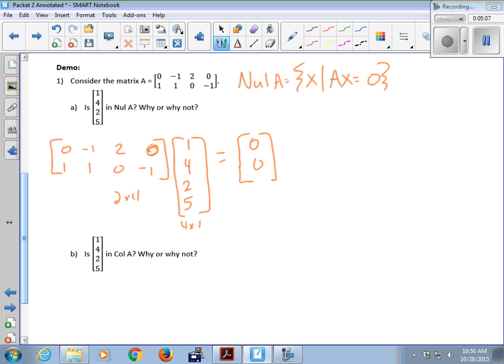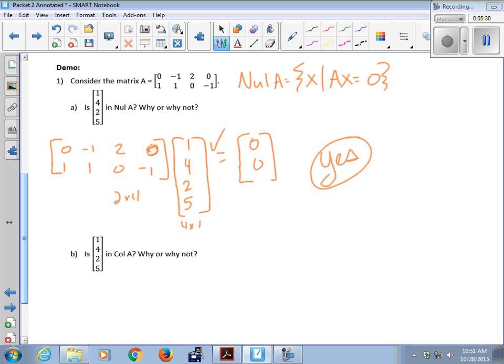They're the same. Yeah. The vertical line and the colon are used interchangeably. It's a good question. Okay, so this means the answer is yes. If you take your vector, multiply it by A, and you get the 0 vector, it's part of the null of A.